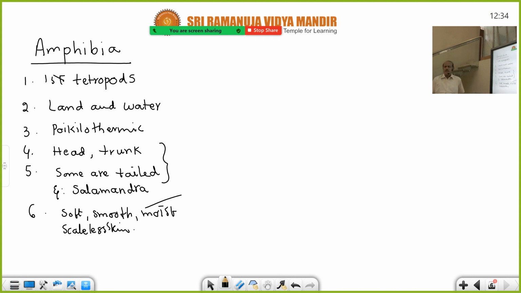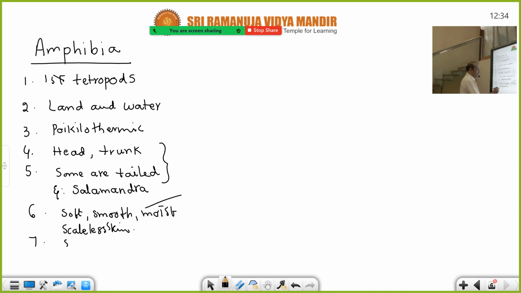It is very soft and smooth. Moist, always kept moist, slippery, and no exoskeleton. Vertebrates without exoskeleton. Also there is an important bit. Exoskeleton is absent in animals. If animals are given, you write animal. If classes are given, you write class. So thus soft, smooth, moist, scaleless skin is there.